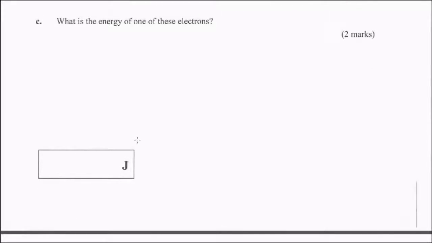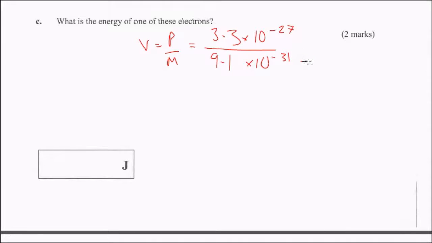What is the energy of one of these electrons? This is another case where we're dealing with particles, not with photons, so we can't use the E equals hf or E equals hc over lambda equations. We have to first figure out the velocity, which is the momentum over the mass. We just worked out the momentum, so that's 3.3 times 10 to the negative 27. The mass of an electron from your formula sheet is 9.1 times 10 to the minus 31. And this gives us a velocity of 3643 meters per second.